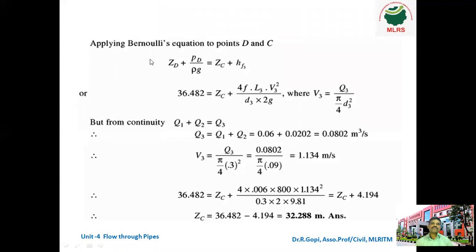Now apply Bernoulli's equation from D point to C point. The piezometric head we know, and HF3 also we know. For calculating HF3, we need the velocity in pipe 3. How to calculate velocity? Use this Q3 term. Q3 divided by area, we can easily get velocity 3. Substitute all the values and finally ZC is equal to 32.288 meter. So this is the summary of the problem.